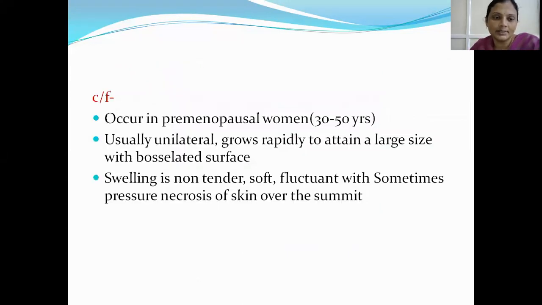Clinical features in Phyllodes tumor: it occurs in premenopausal women between the age group of 30 and 50 years, usually unilateral. It grows rapidly to attain a large size with a bossellated surface. The swelling is non-tender, soft, fluctuant, with sometimes pressure necrosis of the skin over the summit.